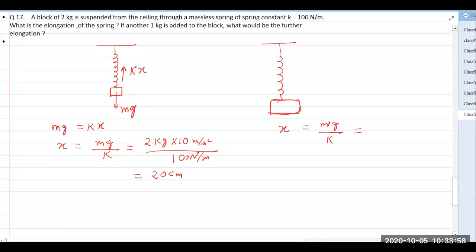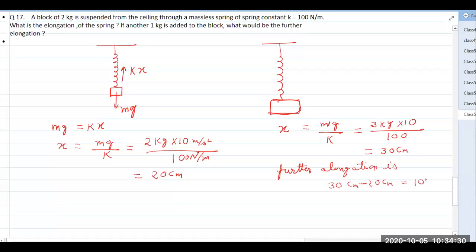So 3 kg into 10 divided by k, that is 100. So now it will be 30 centimeter. So this time the extension is 30 centimeter. The question is, what would be the further elongation? The extra is 10 centimeter. So further elongation is 30 minus 20 centimeter, that is 10 centimeter.